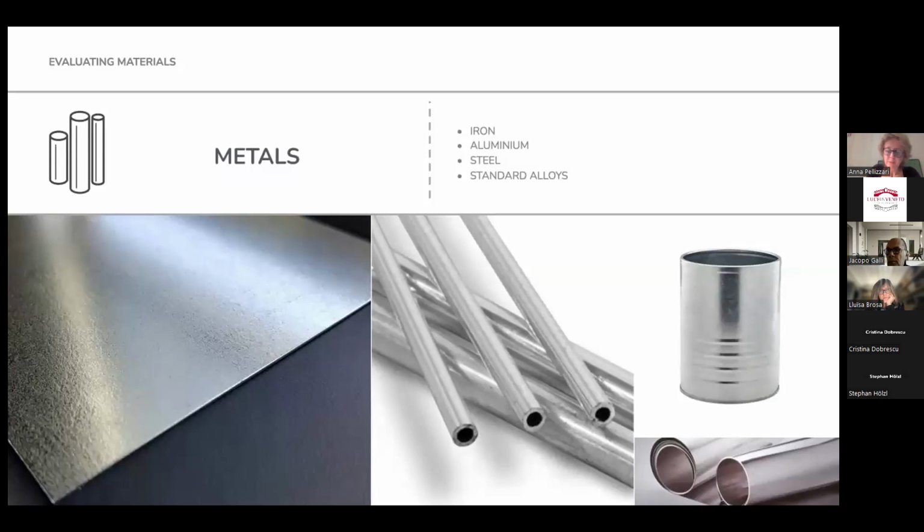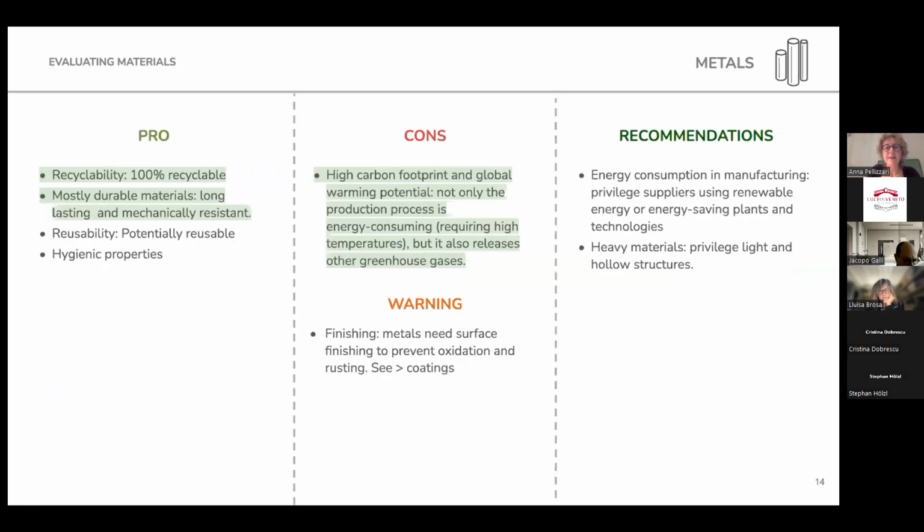Metals, very similarly to glass, are actually recycled a lot. They are mostly durable, long-lasting, mechanically resistant, so very good for super durable applications. However, they have a very high carbon footprint and global warming potential. Not just the production process, but also it requires very high temperatures. It releases a lot of greenhouse gases, of chemicals, a lot of water needed. So the impact of making metals is very, very high.